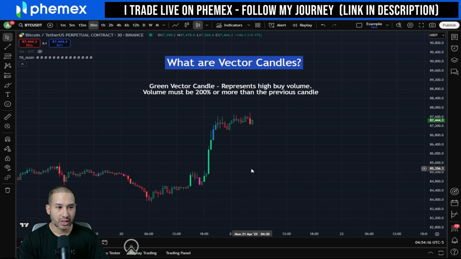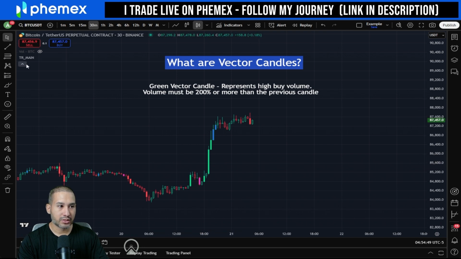Alright, first up we have the green vector candle. So this is a green vector candle. It represents high buy volume. The volume must be 200% or more than the previous candle. And if you see two green vector candles in a row, that means this second green vector candle still has to have 200% more volume than this candle, which is a lot. So when you see green vector candles preceding each other, that is a lot of volume coming in.